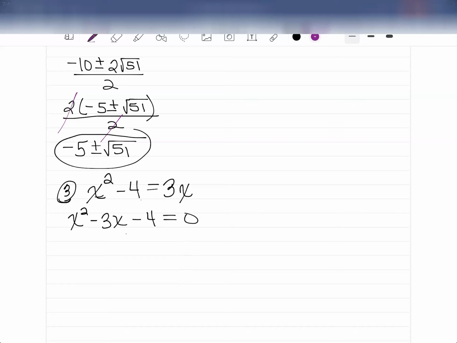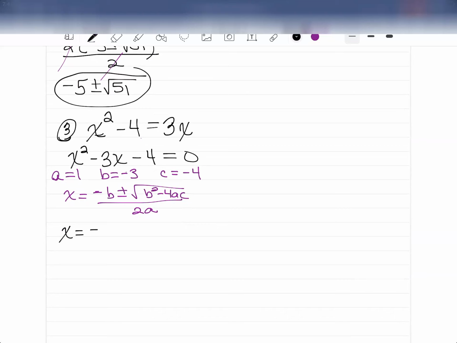Now I need to obtain my coefficients, my ABCs. My A is 1, that's the coefficient of the x squared. My B is negative 3, that's the coefficient of the x. And my C is my constant of negative 4. Now I plug that into my formula. X equals negative B plus or minus the square root of B squared minus 4AC all over 2A.